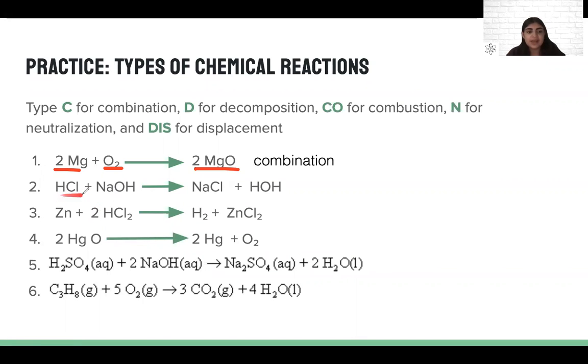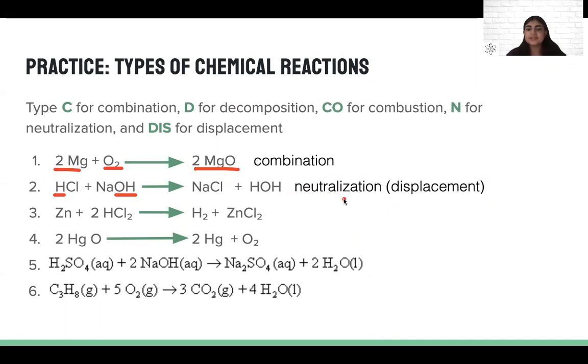Here we have hydrochloric acid. So I noticed that it's an acid, so I'm just going to underline that H, plus sodium hydroxide. Okay, so there's an OH. So we have an acid and a base. And this is giving us table salts and HOH, which is H2O, which is water. Well, since we have an acid and a base and they're combining to give us salt and water, I know that that is the definition of a neutralization reaction, which is also a type of displacement.